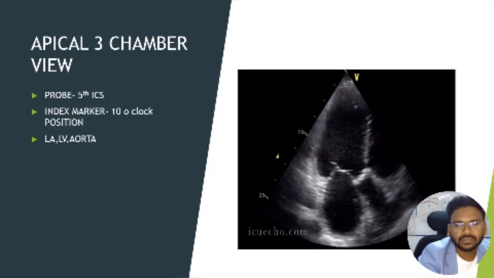Then this is the apical 3-chamber view. In the apical 3-chamber view, we have to keep the probe at the 5th intercostal space, and the index mark should be at the 10 o'clock position. And in this view, we can see the left atrium, left ventricle, and the aorta. That's why it is called the apical 3-chamber view.